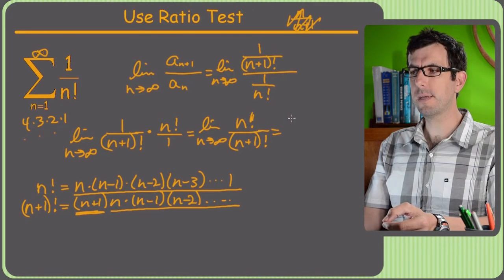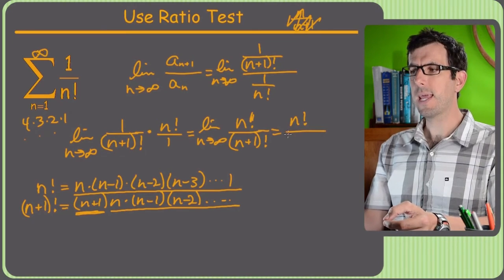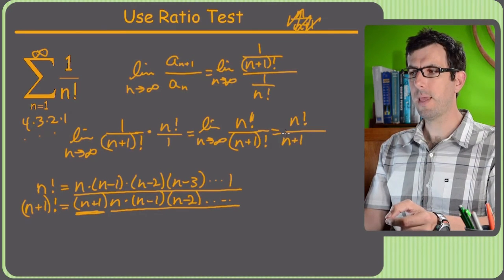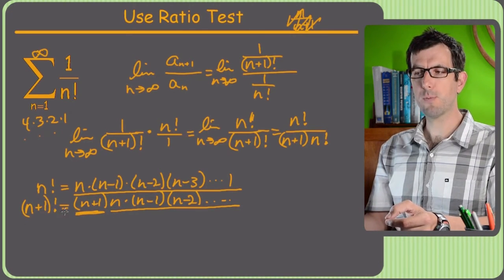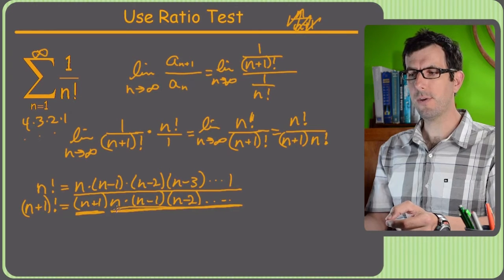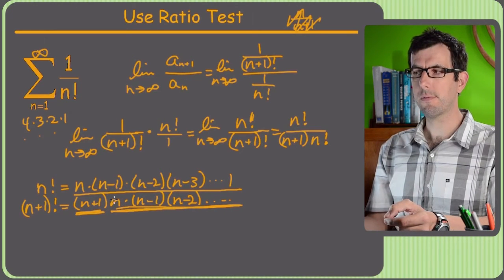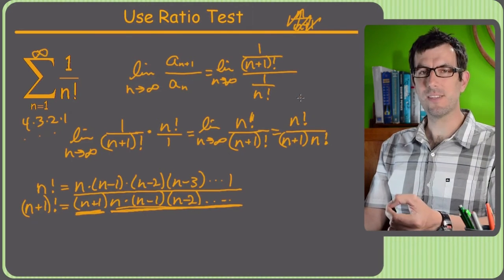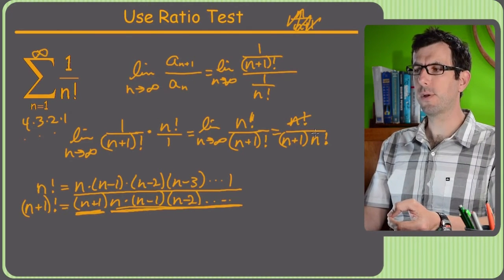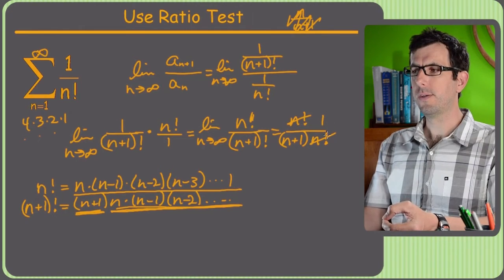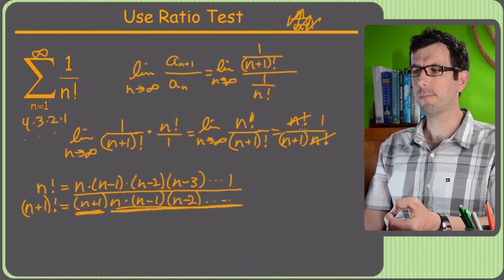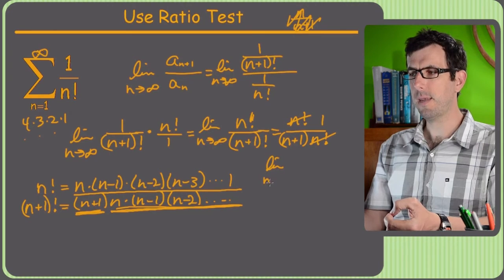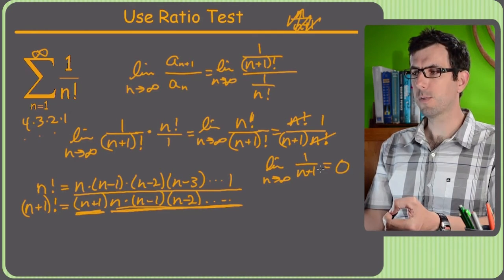So I'm going to rewrite this. I'm just going to leave the top n factorial, and I've got to rewrite n plus 1 factorial as n plus 1 times n factorial. Because remember, n plus 1 factorial is just n factorial with an extra n plus 1 on the front. And once you write it like this, you're like, well, hey, wait a minute. n factorial and n factorial just cancel out. So I basically just got 1 over n plus 1. So what is the limit as n approaches infinity of 1 over n plus 1? It's 0, right? Because 1 over infinity is 0.